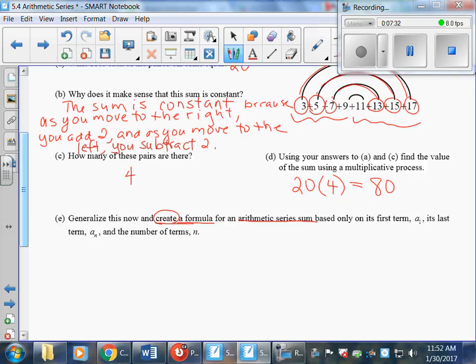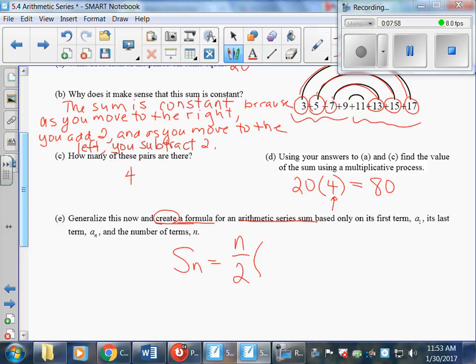Well, what did we do to find this? We know we multiplied. How did we get 4? Because we had 8 numbers, but we took only 4 loops. So that's going to be represented as, so if we say Sn is equal to n over 2, so in our case it was 8 over 2, which is 4, and then what did we do? How did we get the 20? We added the first term and the last term, and the second to last term, and the second term.